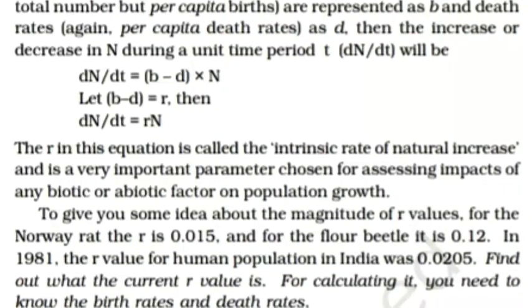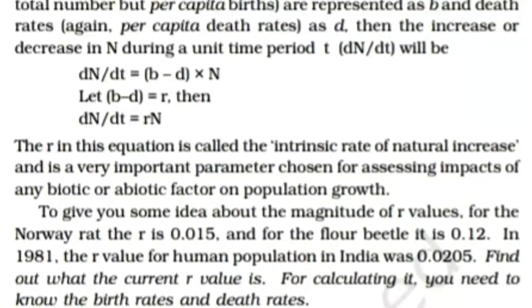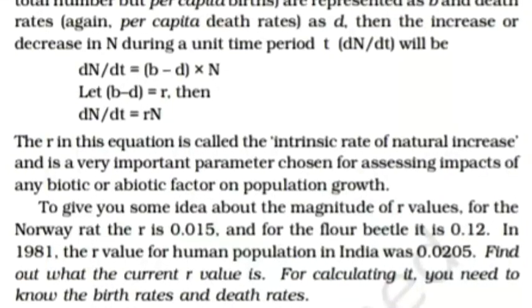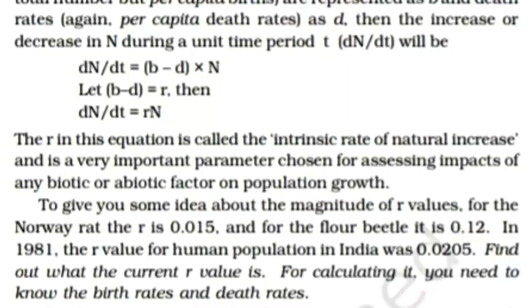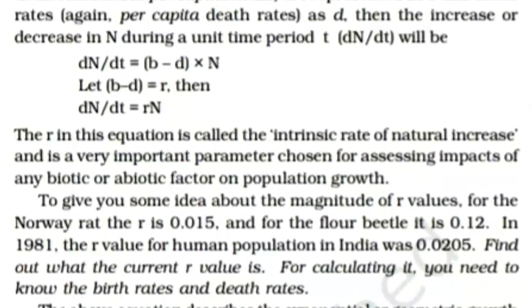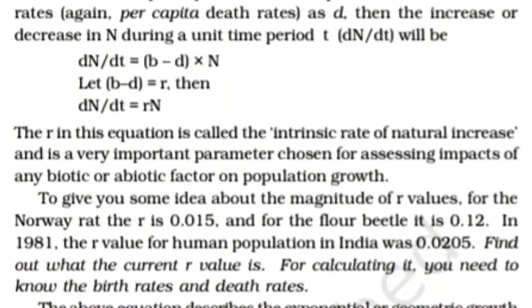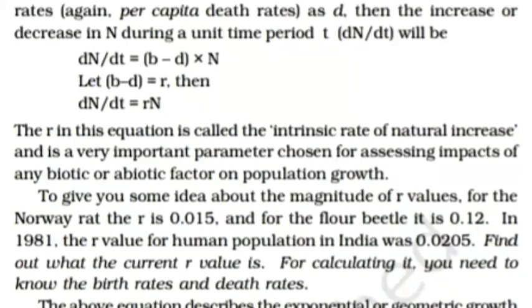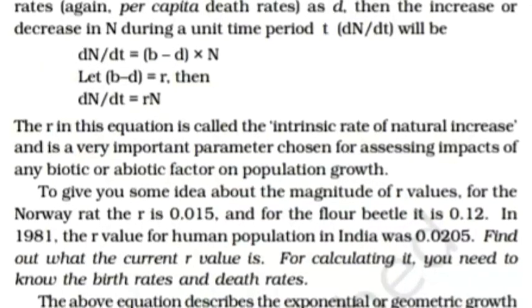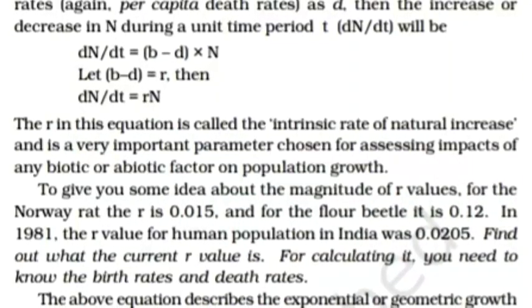Let b minus d equal r, then dN/dt equals rN. The small r in this equation is called the intrinsic rate of natural increase and is a very important parameter chosen for assessing the impact of any biotic or abiotic factor on population growth.